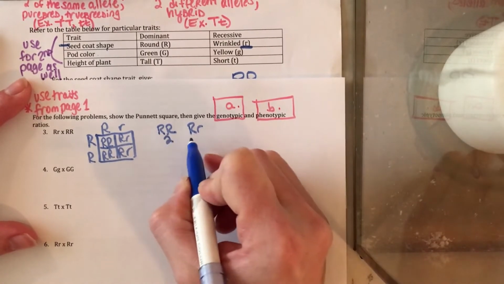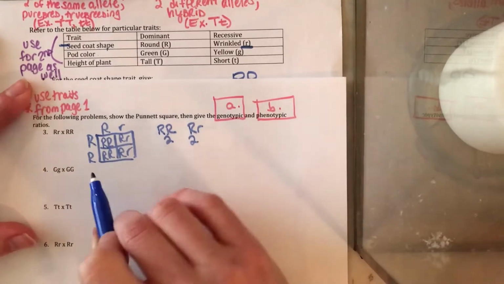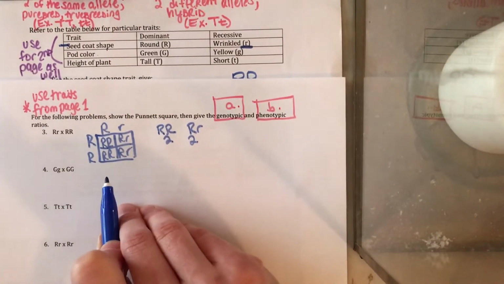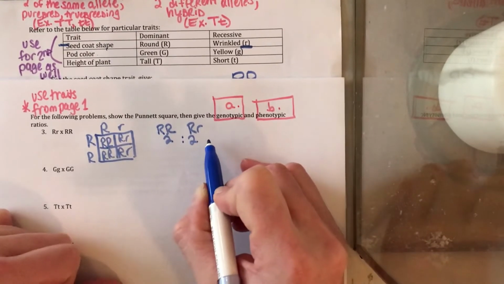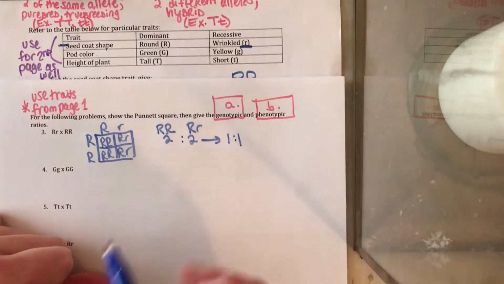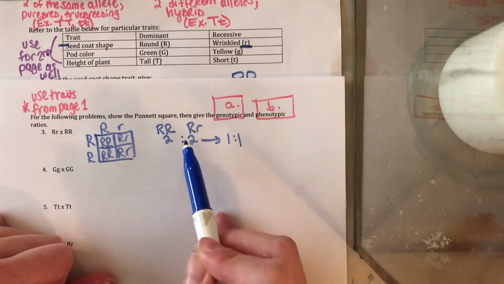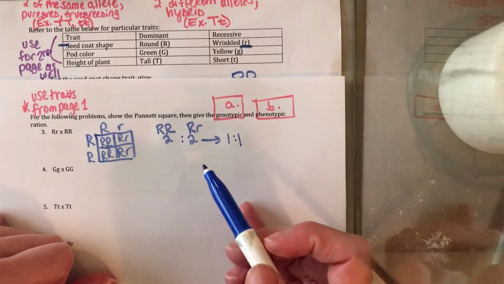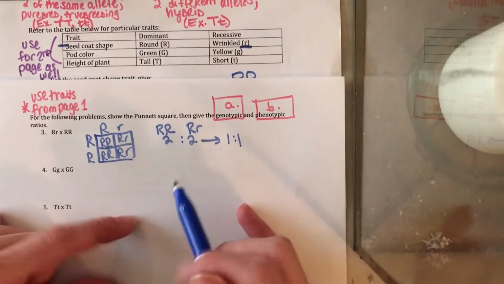We have 2 homozygous dominant and we have 2 heterozygotes. We don't have any other genotypes that we ended up with. So we have a 2-to-2 ratio. We typically end up reducing that to a 1-to-1 ratio. If on any sort of assessment you gave me a 2-to-2 ratio, I would accept that. We typically do reduce it to 1-to-1, but that's acceptable.